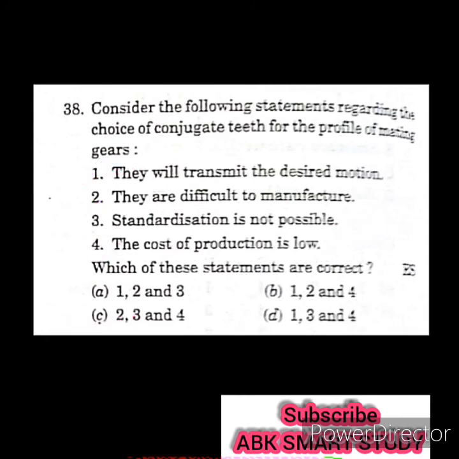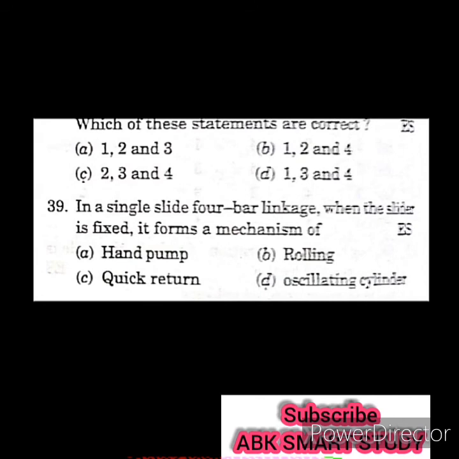Next question. In a single slider 4-bar linkage, when the slider is fixed, it forms a mechanism of what? When the slider is fixed, the mechanism is called the oscillating cylinder. In the oscillating cylinder, the slider is fixed. So option D is the right answer. In a single slider 4-bar linkage, when the slider is fixed, it forms the mechanism of oscillating cylinder.